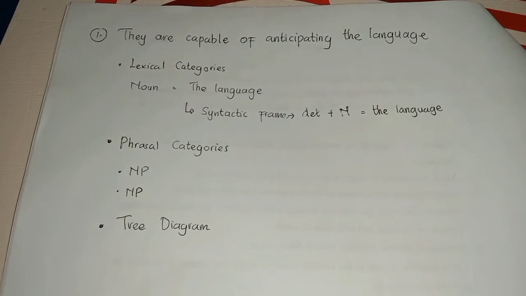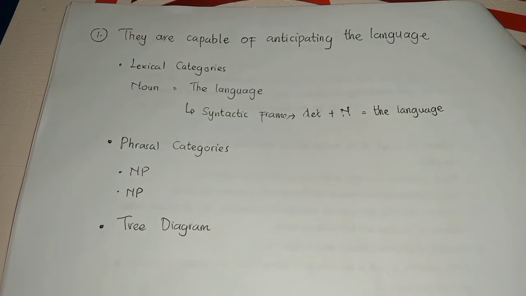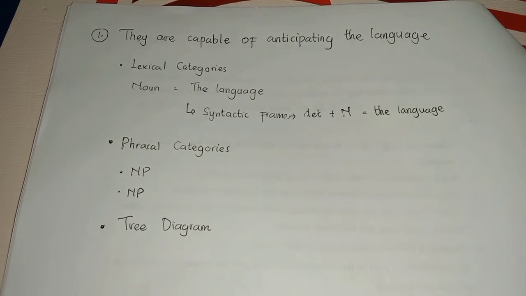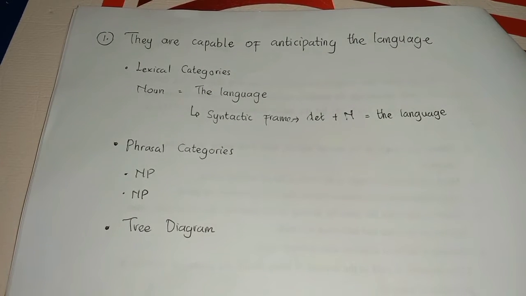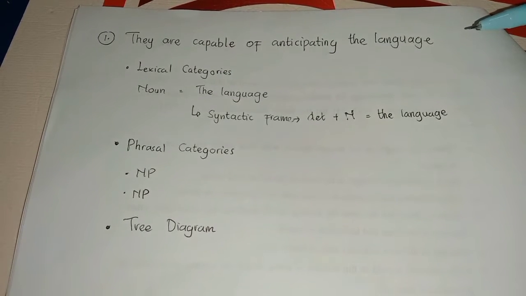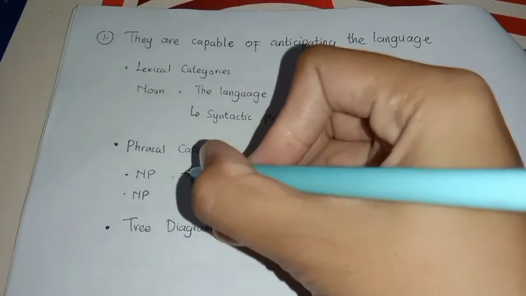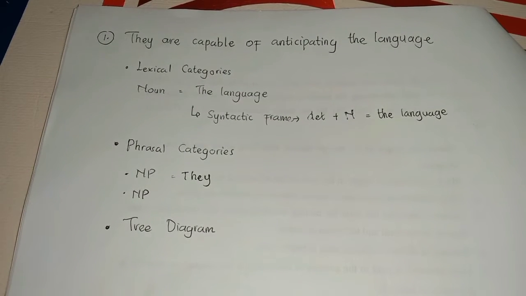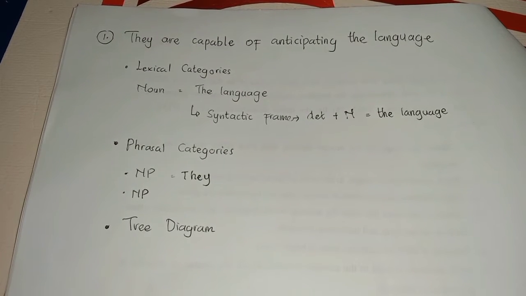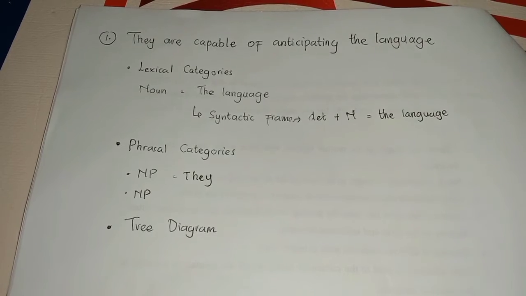The second step is phrasal categories. As we know, phrasal categories are divided into some kinds such as noun phrase, adverbial phrase, verb phrase, adjective phrase, and prepositional phrase. From this sentence, I found two kinds of phrasal categories, namely noun phrase and noun phrase. The first noun phrase is they. Even though it's only one word of one syllable, it is included as a noun phrase because it becomes the subject. The second noun phrase is the language.